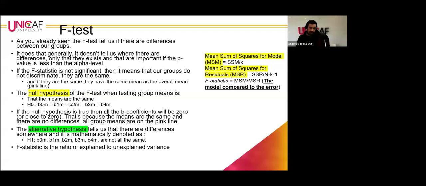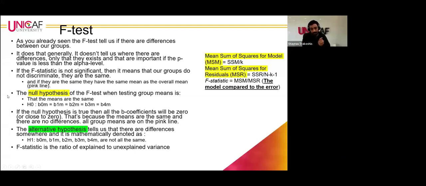As we have already seen, the F test tells us if there are differences between our groups. It does that generally. It doesn't tell us where there are differences, only that they exist and that they are important if the p-value is less than the alpha level. If the F statistic is not significant, then it means that our groups do not discriminate. They are the same. So it doesn't matter if I have groups, because their mean will be the same as the overall mean. It doesn't matter if I split up the independent variable into different groups, their means will be the same as the overall mean, the pink line, as I showed you before.